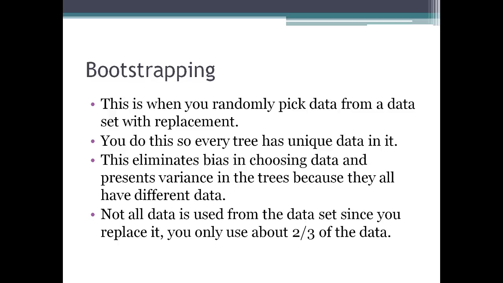Because you're replacing the data back into the data set, you actually don't end up using all the data in your data set. Most of the time, you actually end up only using 2/3 of it. That's what gives it this variance, because you don't know exactly how much data you're going to use, you don't know exactly what data you're going to use, and that's what presents the variance, so as to get a better decision at the end once you put each decision tree together to make the random forest.